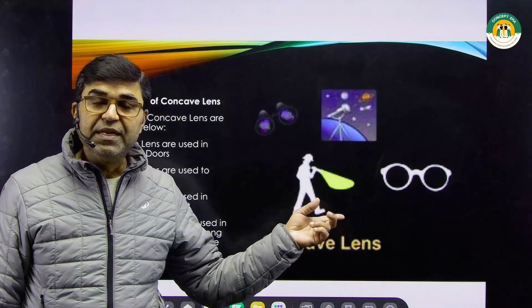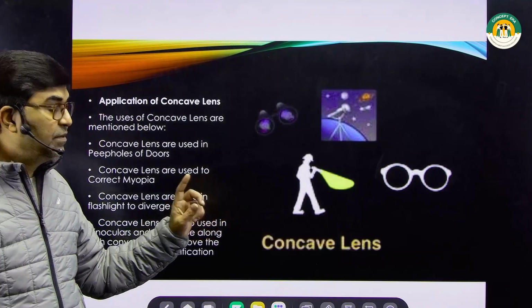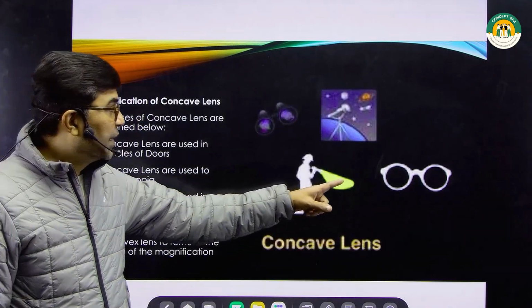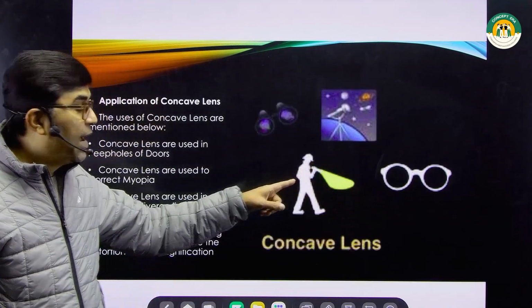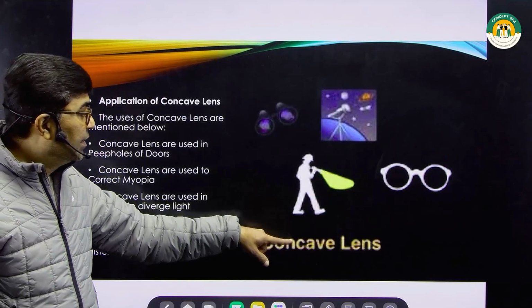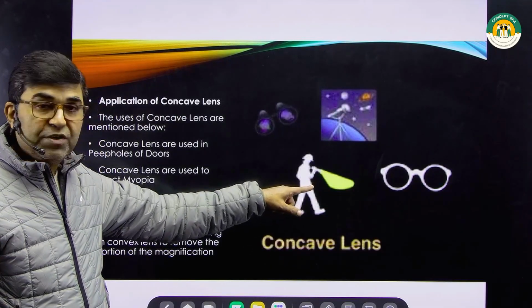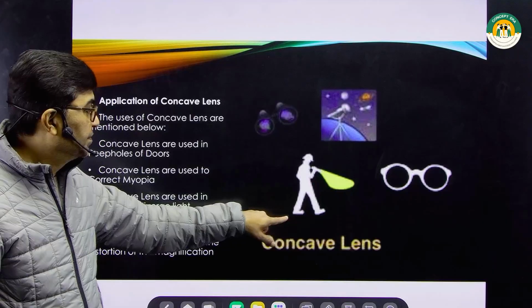Concave lenses are generally used in spectacles and in case of street lights.